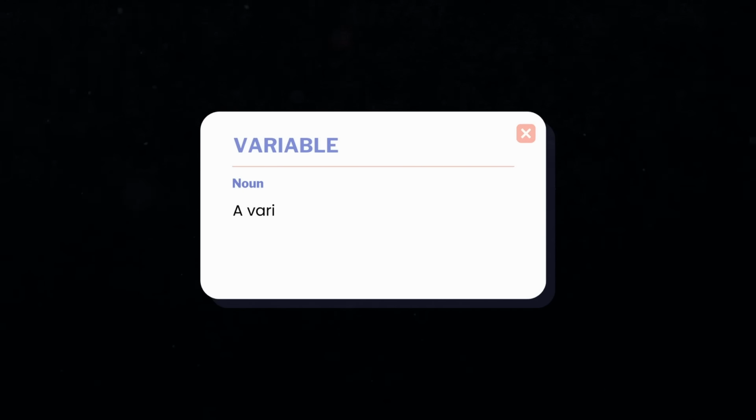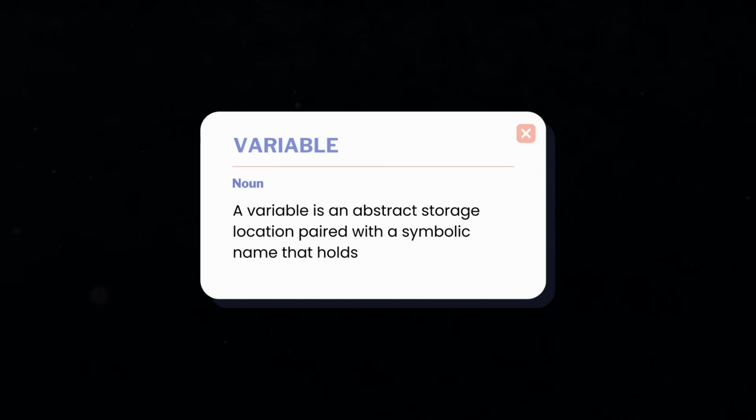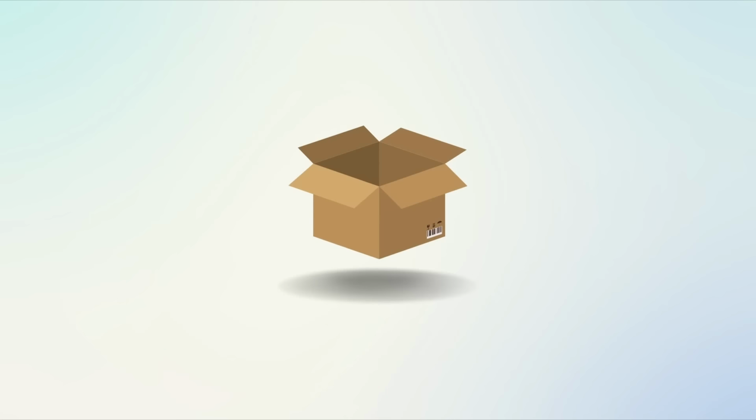In programming, a variable is an abstract storage location paired with a symbolic name that holds data, like a number, text, or more complex data types. Alright, not entirely clear yet. Let's try a simpler explanation. In programming, a variable is like a box. It holds data. The main purpose of variables is to store some information in them.